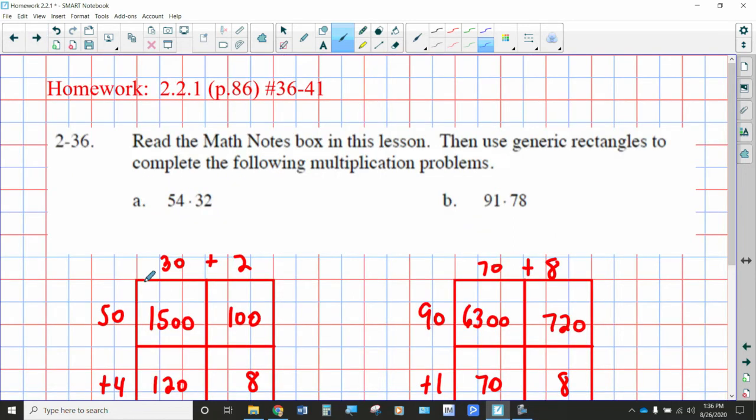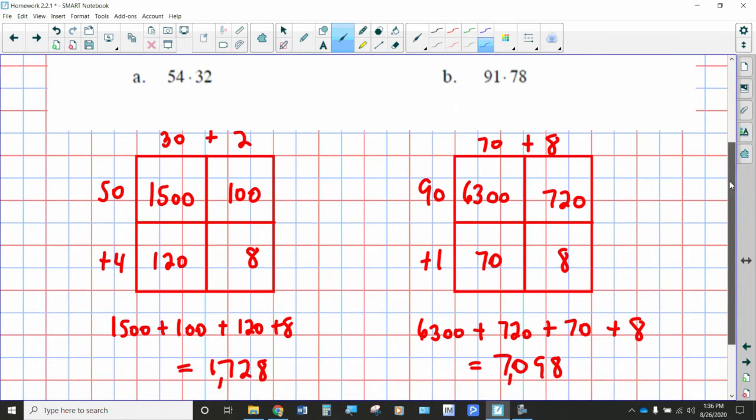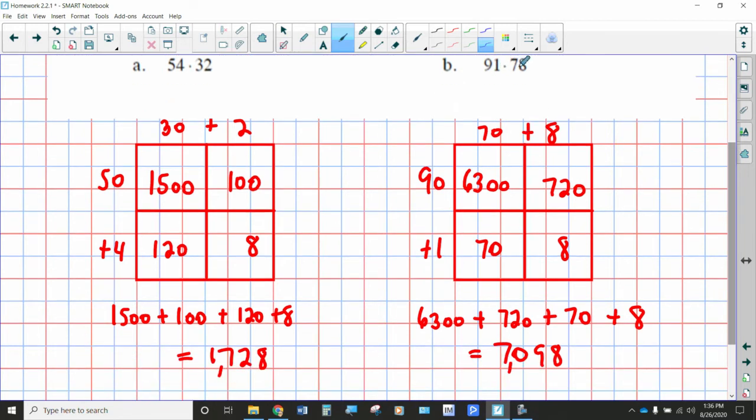products. So that being the case, 54 times 32, you know that 30 plus 2 is 32, and 50 plus 4 is 54, so we can multiply the 30 times the 50, the 30 times the 4, the 2 times the 50, and the 2 times the 4, and then add all of those together for our final product. Same thing with the 91 times 78, 90 plus 1, 70 plus 8. Here are the individual products. Find the total sum, and that's the total product of 91 times 78.